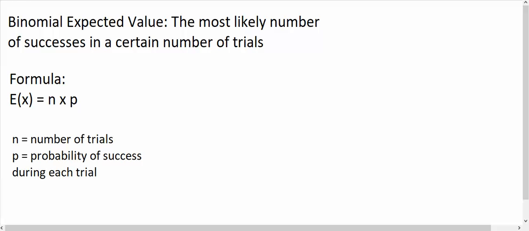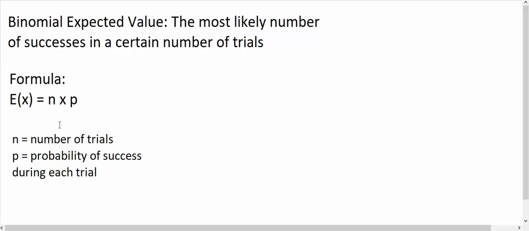This formula would be used if you wanted to know, let's say, the most likely number of heads during 10 coin tosses. So this topic is related to the last topic, but it's not the same thing. The formula for binomial expected value is this right here. E(X) is expected value. It's the expected value of X, which is just an event or an outcome, because the outcome will come out to some unknown number, and that's X. The expected value equals n times p, where n is the number of trials, and p is the probability of a success during each trial.